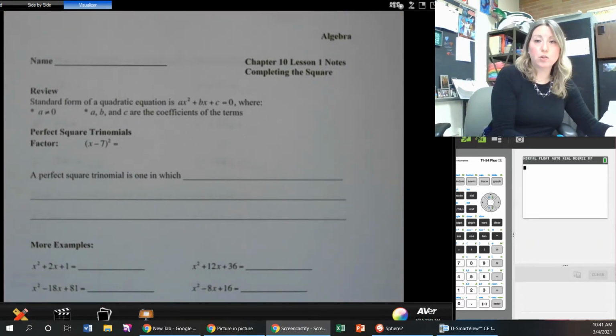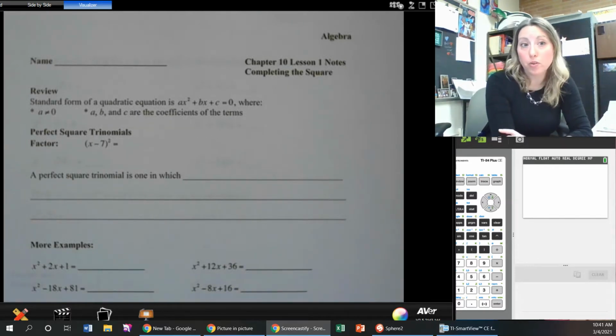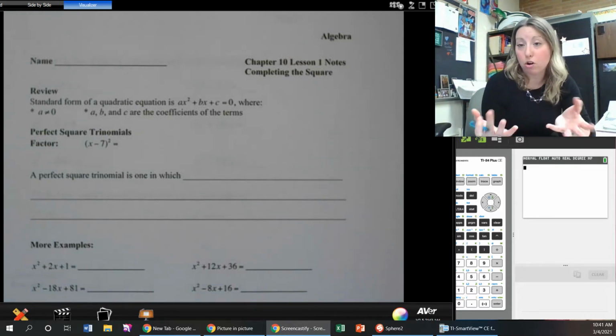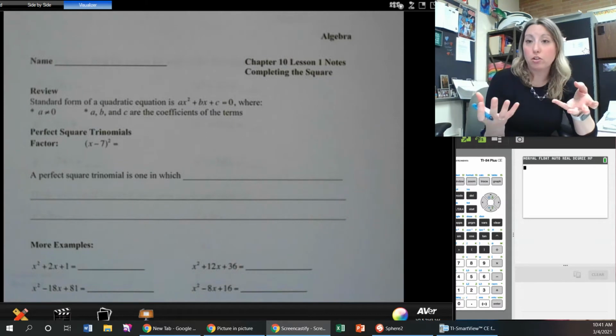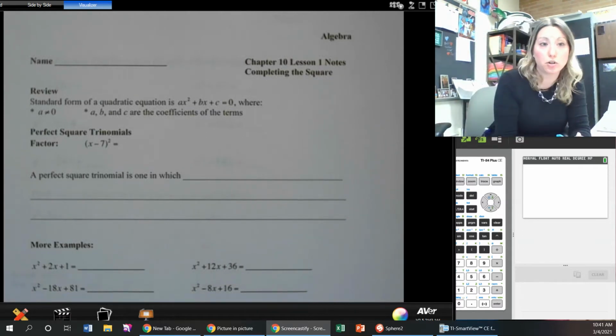Now, we know the standard form of a quadratic equation is ax squared plus bx plus c equals 0, where a has to be there. Okay, it has to be some number that's not equal to 0, because to have a quadratic equation, you have to have an x squared. Okay, there has to be an x squared term.